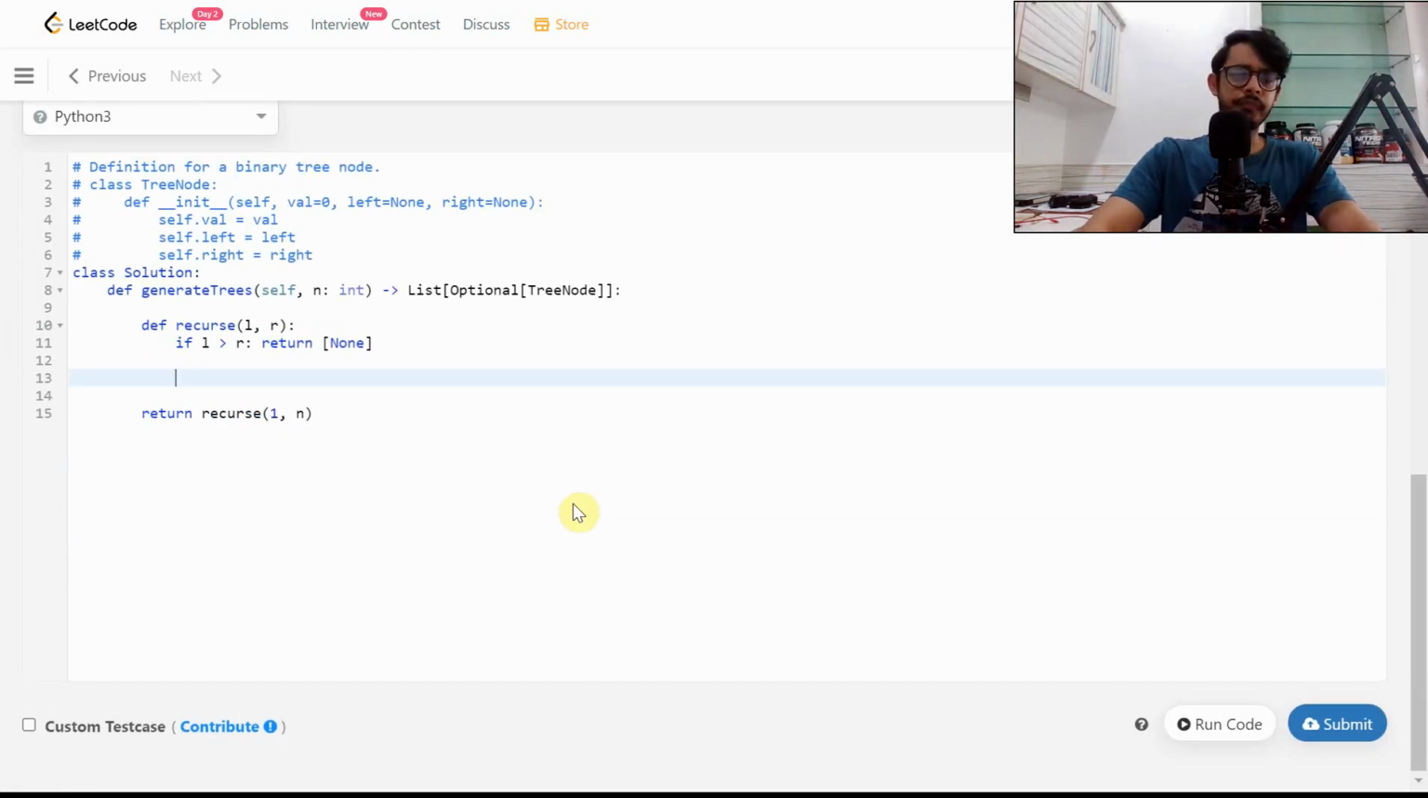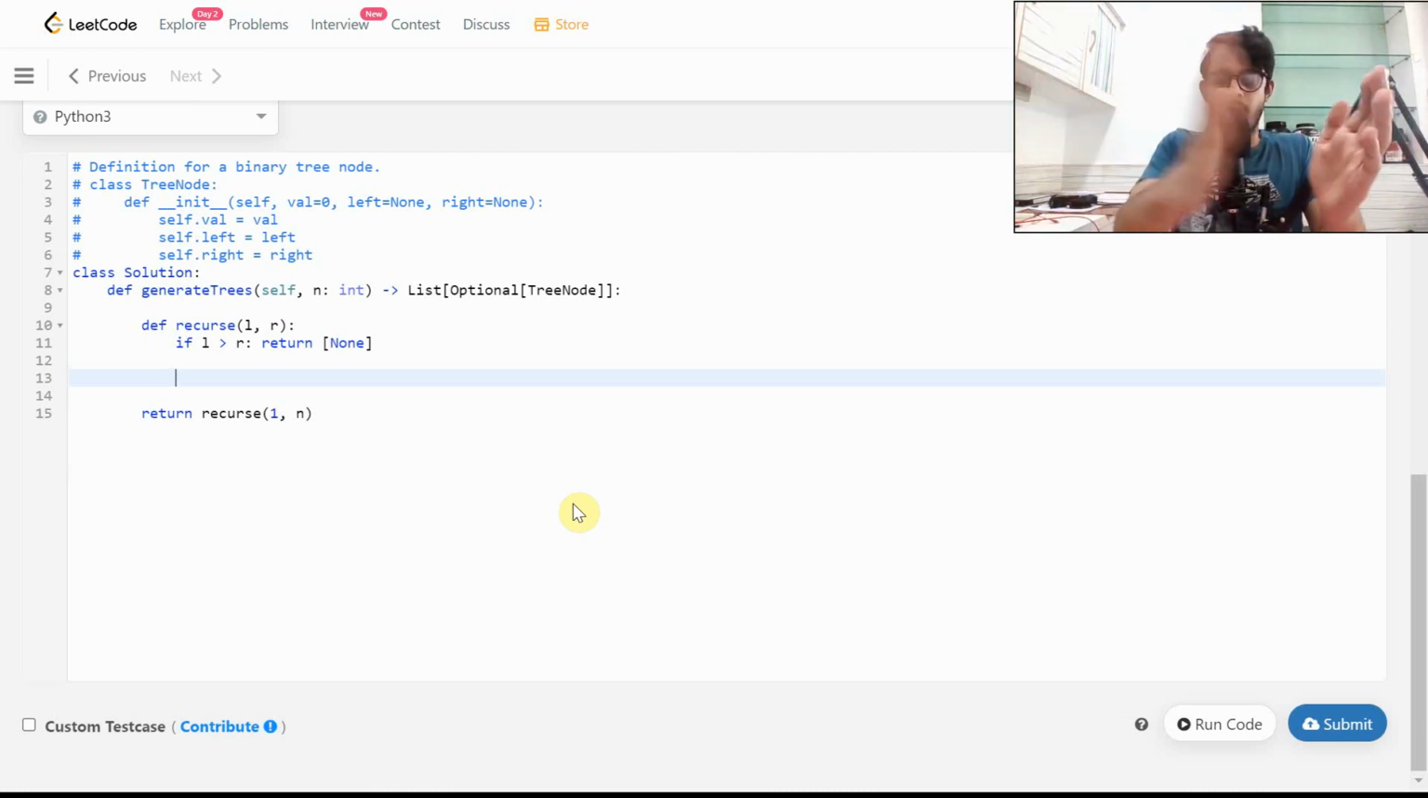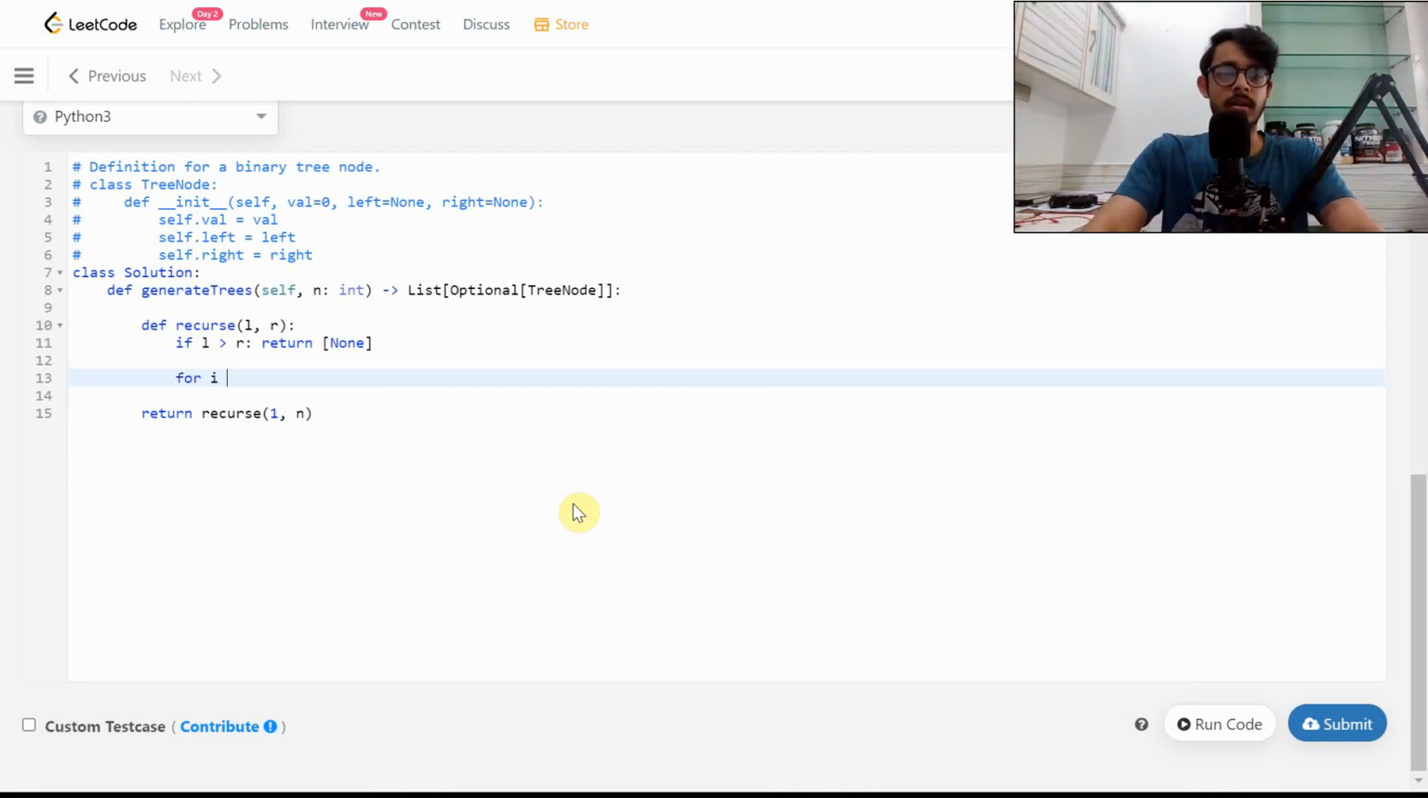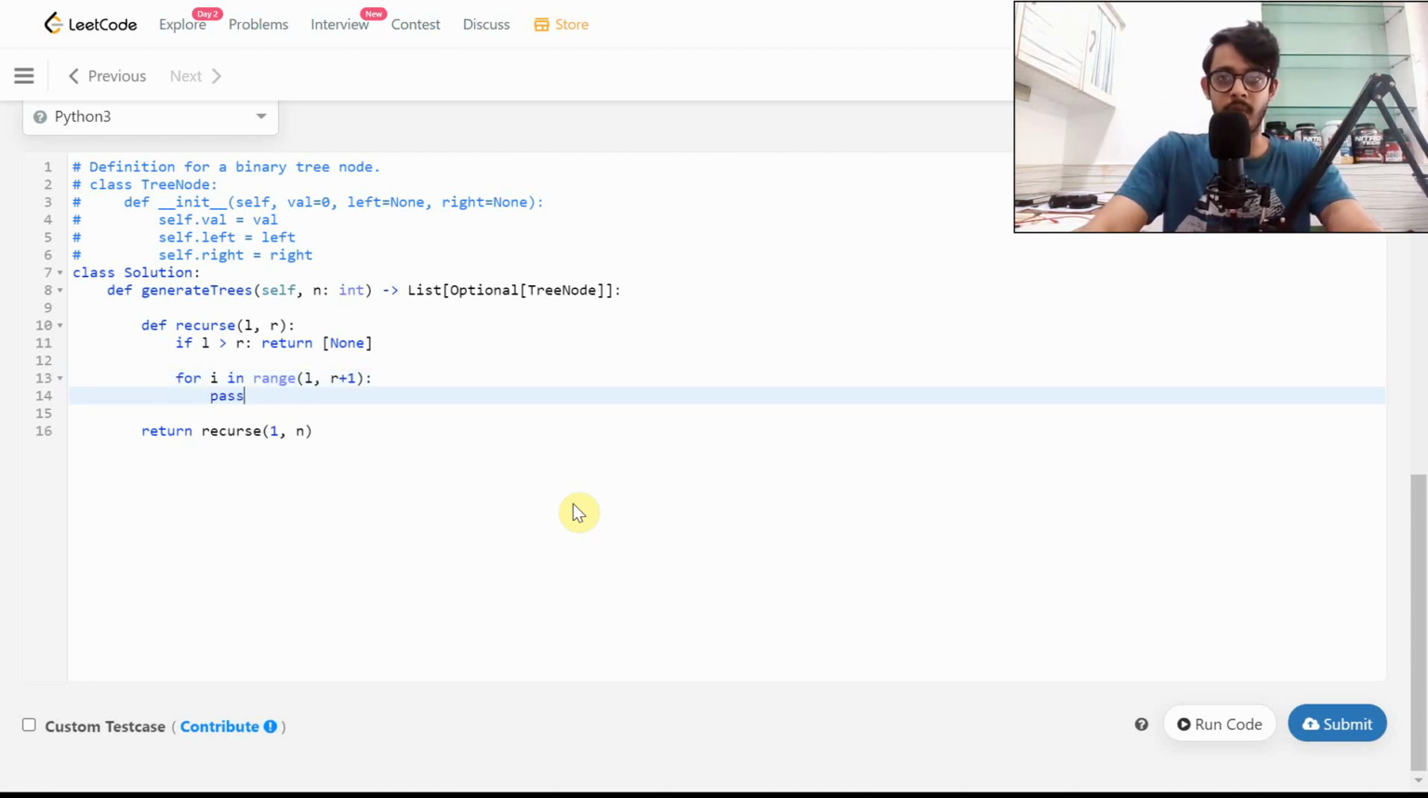Okay. What now? As we said, we want to iterate over all of the indices between L and R. So we'll iterate over L and R plus 1. Why R plus 1, by the way? Because of how Python takes range. So we want to consider L to R both inclusive. Okay, we'll have the index in hand.